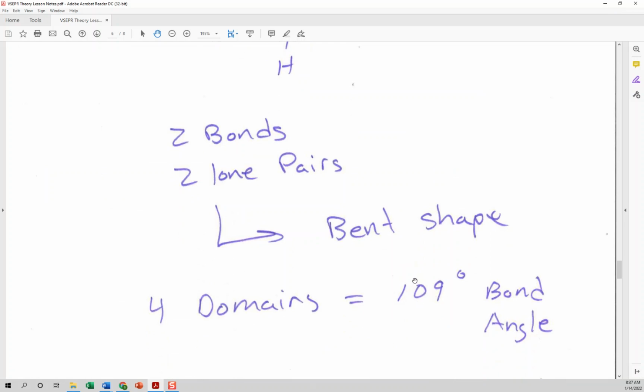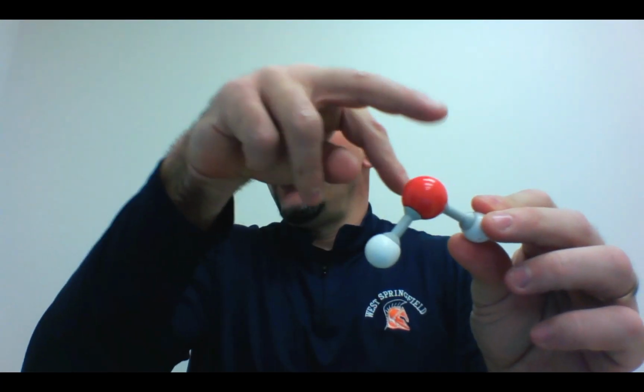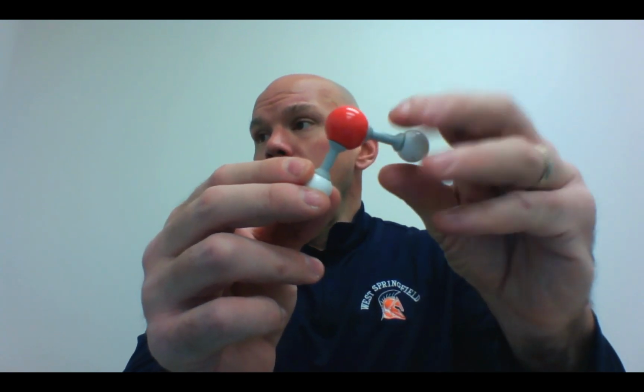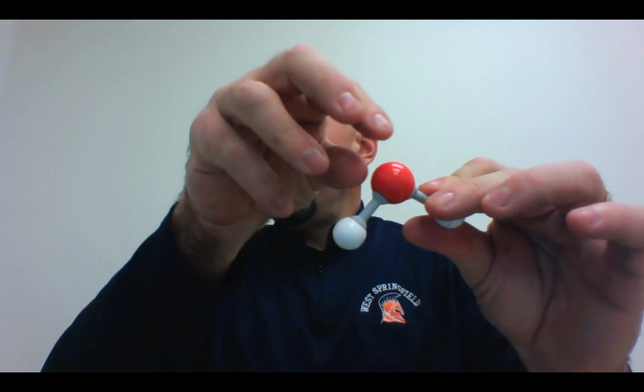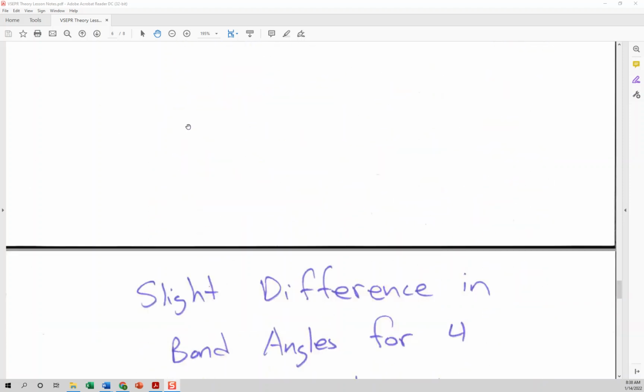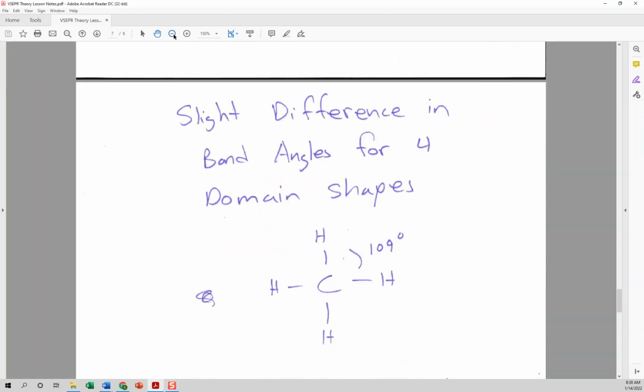But 4 domains, 109 degrees. So let's see our water molecule in 3-dimensional glory. So here's our water molecule. So imagine you got 2 lone pairs up there bending those bonds down to each other. Because again, if those lone pairs weren't there, these bonds could spread out to 180 degrees apart. But because those lone pairs are there, they're pushing or repelling those bonds into that bent angle. But notice that angle is greater than 90. Okay? 109.